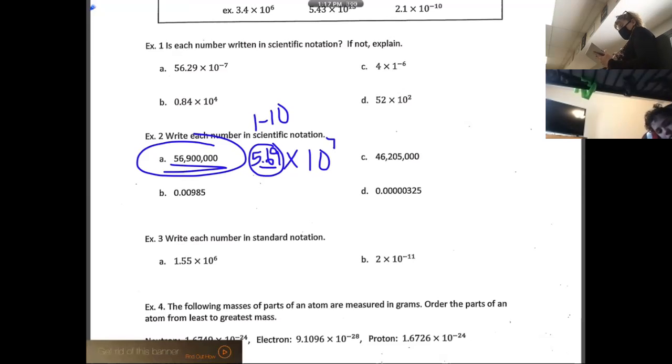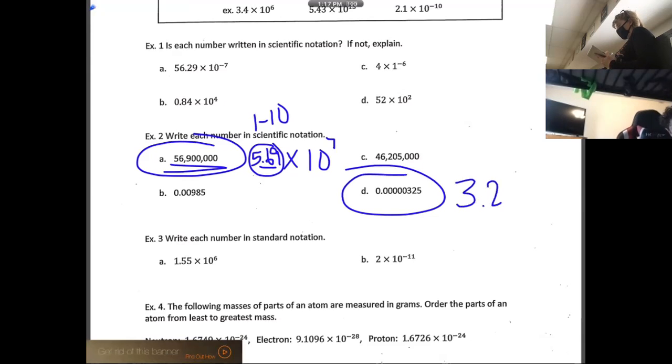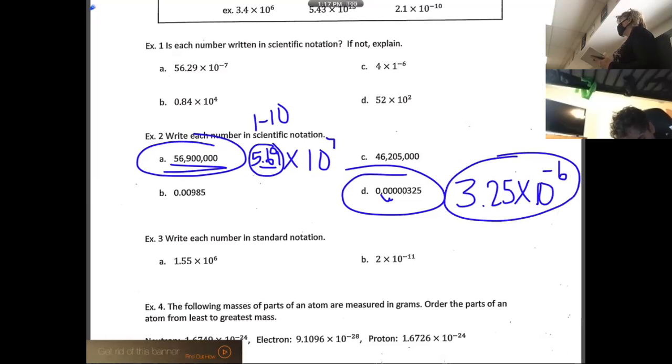But when it's a really too small number, like say this one, it's going to have a negative exponent. So this would be 3.25 times 10 to the 1, 2, 3, 4, 5, 6, negative 6. Because it's too small, it's negative 6.